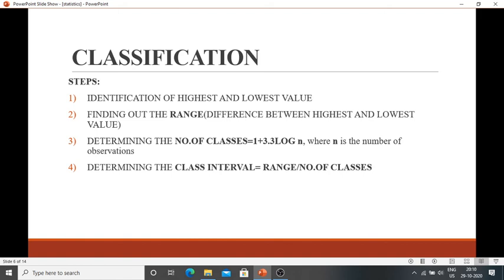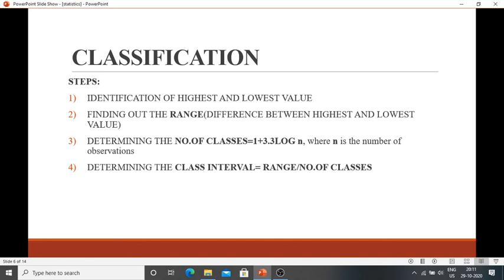For any type of statistical calculation, we need to first classify the data. For that, we need to follow the 4 steps which are given. Firstly, from the given data, we need to identify the highest and the lowest value. Secondly, we need to find out the range of the data, that is the difference between the highest and the lowest value. Third, we need to find out the number of classes or the groups into which we will classify the data. For that we use the Sturges formula, which is 1 plus 3.3 log n, where n is the number of observations.